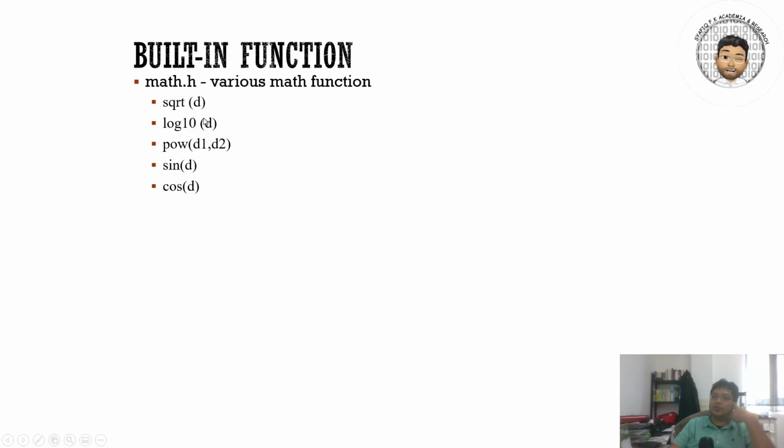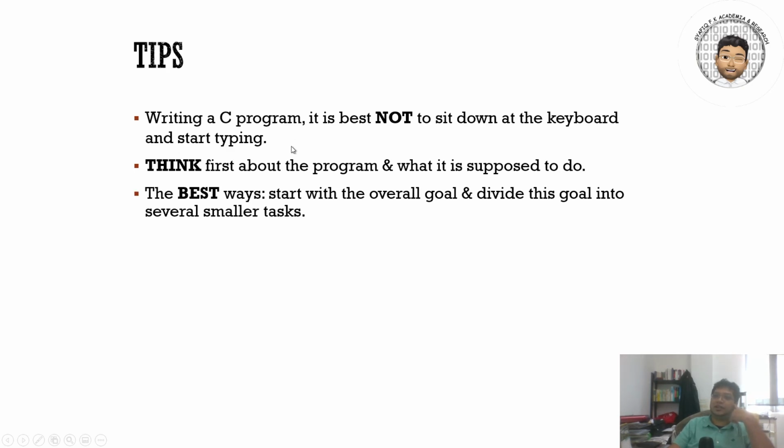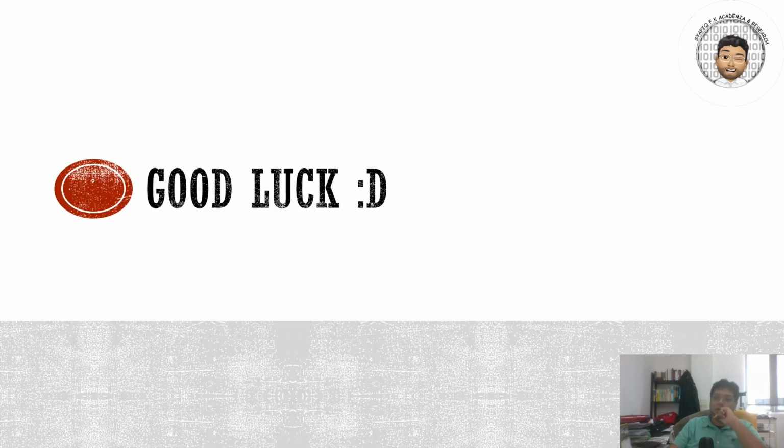Okay, math.h, we have square root, sine, cos, power of, log 10. So in math.h, this is just a tip we used to give to computer science students. Writing a C program, it is best not to sit down at the keyboard and start typing. Think first about the program and what it's supposed to do. The best way is to start with the overall goal and divide this goal into several smaller tasks. This is the best way for you to do programming.